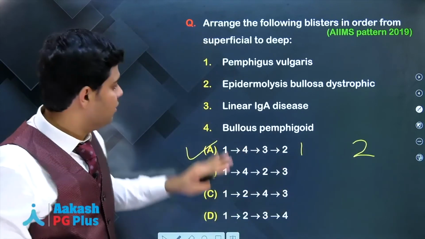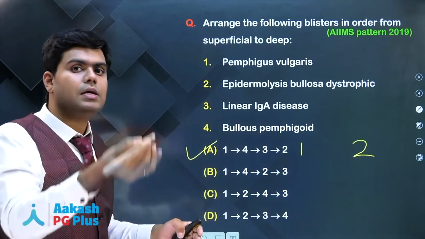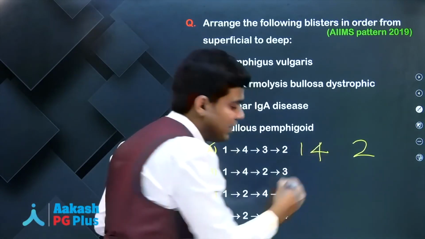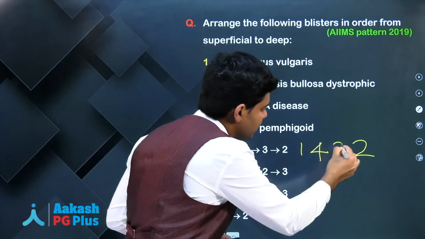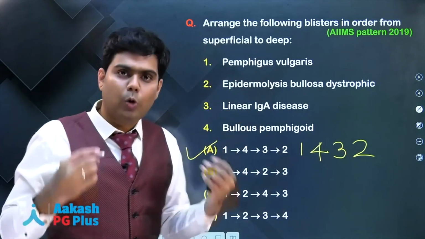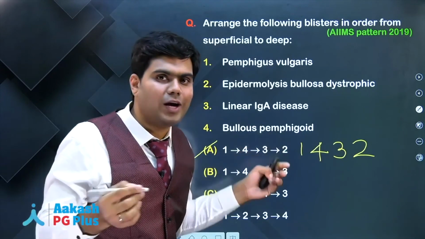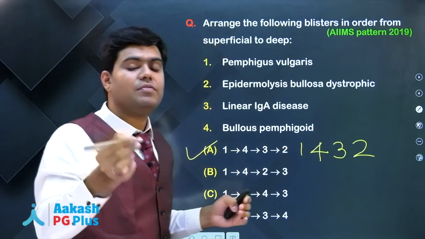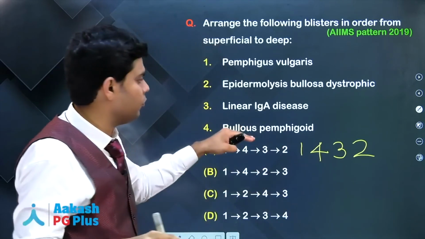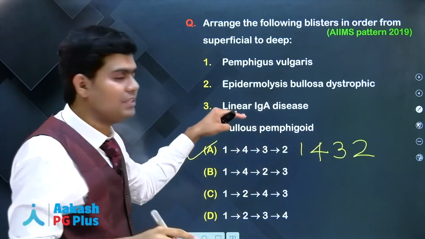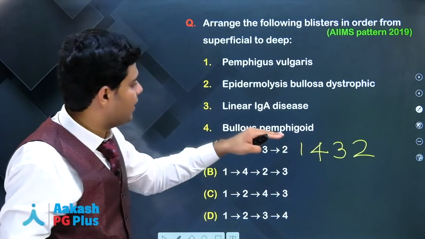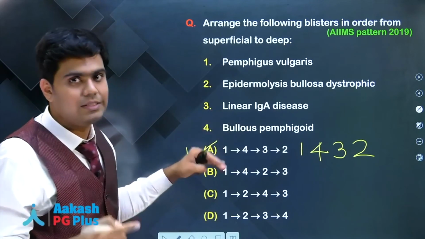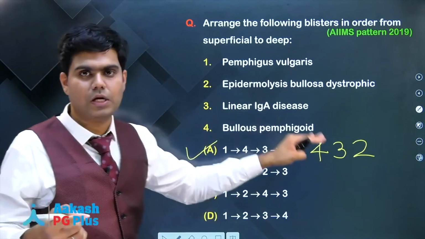But since we are discussing, we have seen that bullous pemphigoid can happen superficially as compared to linear IgA disease. So we have bullous pemphigoid at second position and third position we have linear IgA disease, right. So both the disorders, linear IgA disease and bullous pemphigoid, can be at the same level if the antibodies are against BPAG2. But if the antibodies are against BPAG1, it will cause bullous pemphigoid. That will be superficial to linear IgA disease, which is related to BPAG2. So we have at position second bullous pemphigoid, at position third we have linear IgA disease, and at the end we have epidermolysis bullosa dystrophic.